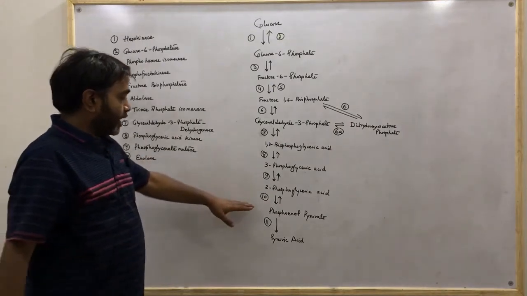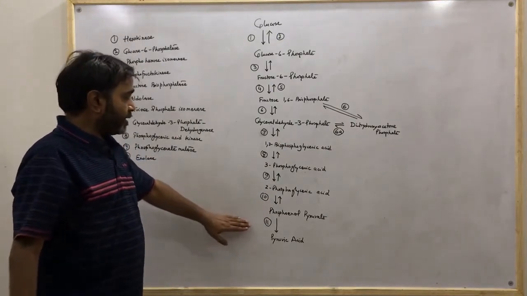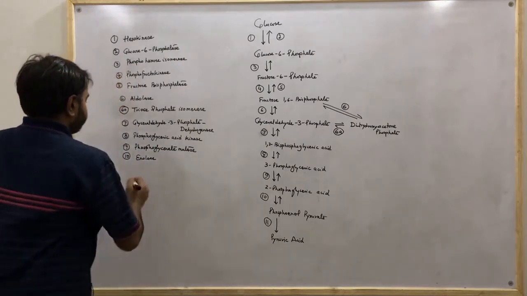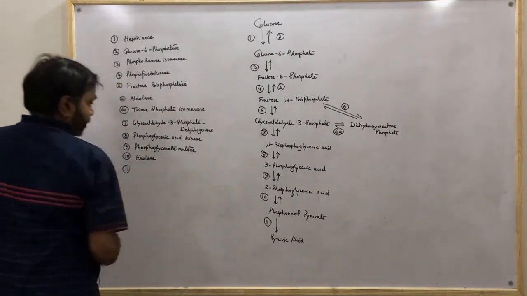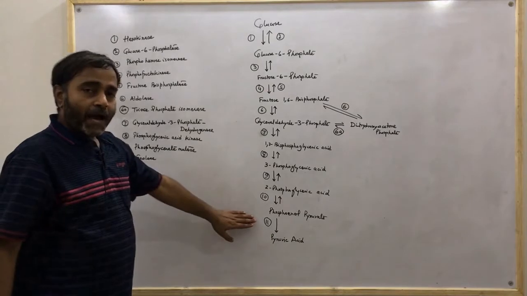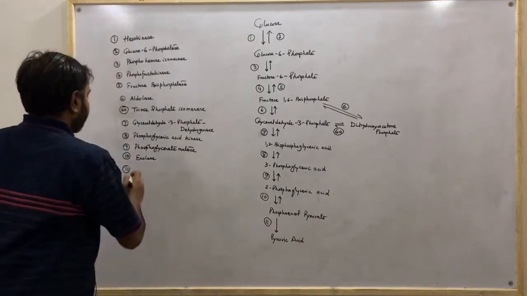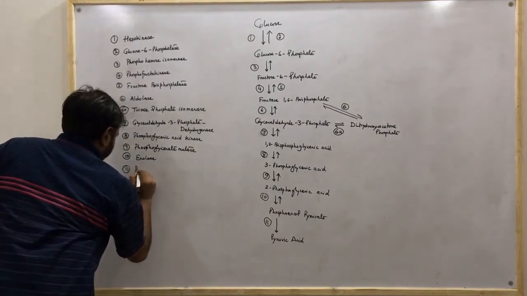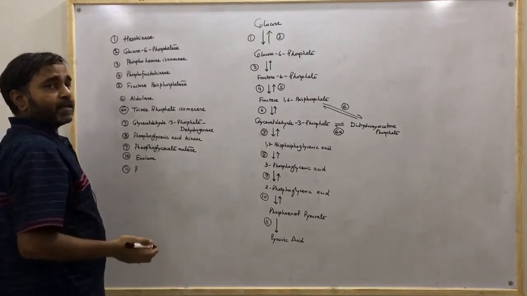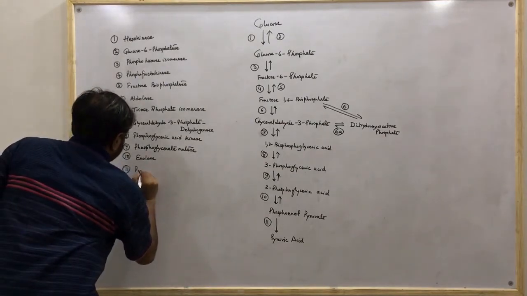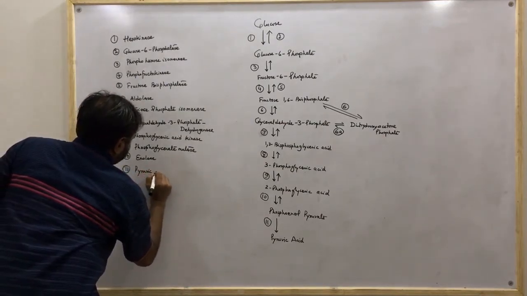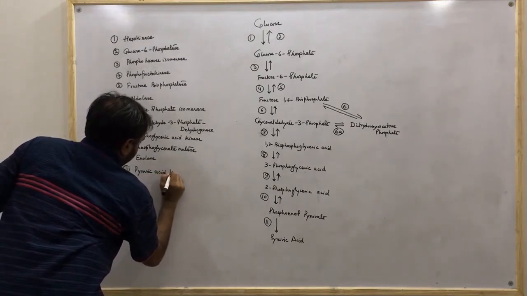By the name of the enol group. And what will be the 11th one? That is pyruvic acid kinase. The enzyme is pyruvate kinase, or you may call it pyruvic acid kinase.